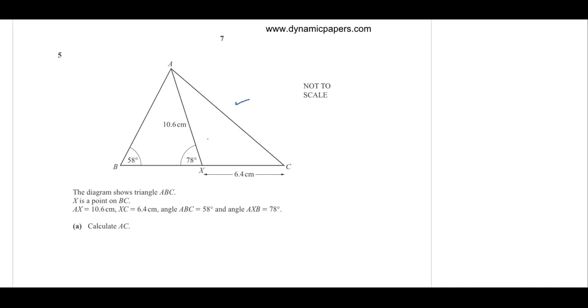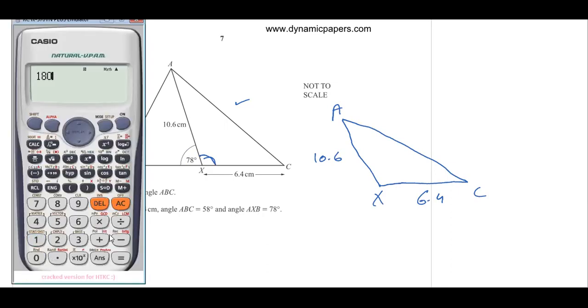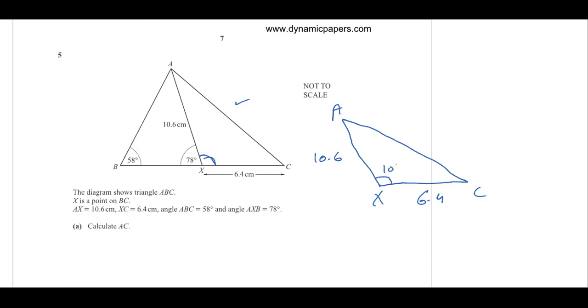Now to find this length, let me consider this triangle AXC. This is 6.4. This is 10.6. This angle is 78. So what will this angle be? 180 minus 78, because the total angle on a line should be 180. So this will be 180 minus 78, that will be 102. That means this angle is 102.